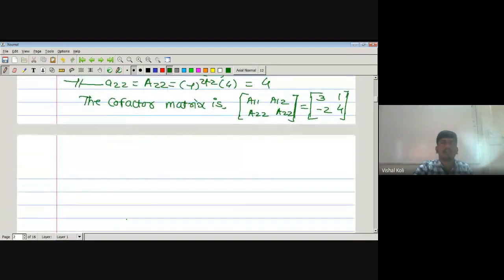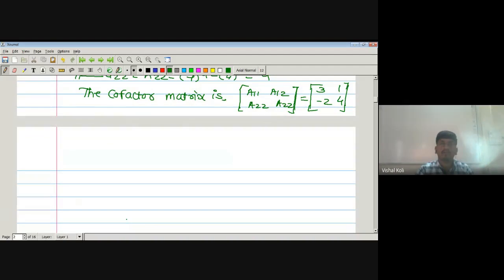Now this one is the cofactor matrix. But we have to find out the adjoint of a matrix, and the adjoint of a matrix is denoted by this symbol. The adjoint of a matrix A is nothing but the transpose of the cofactor matrix. Now our cofactor matrix will be this one.